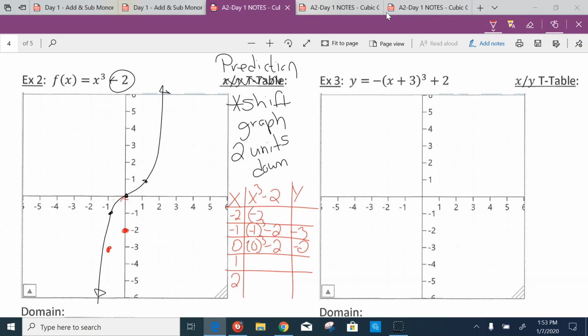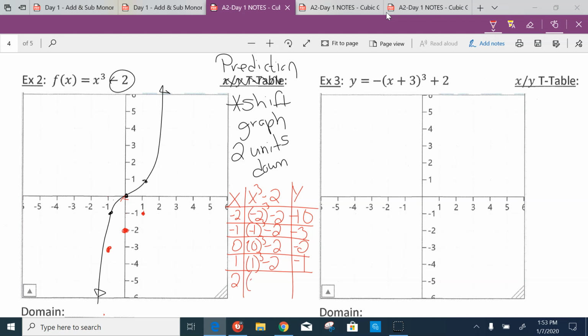-2 to the third power is going to be -8. -2 more would be -10. It's not really going to fit on my graph. It'd be way down here somewhere, so I'm not even going to bother putting it on the graph. 1 to the third power is 1. Minus 2 is -1. So I go to 1, -1, so it's going to go right here.